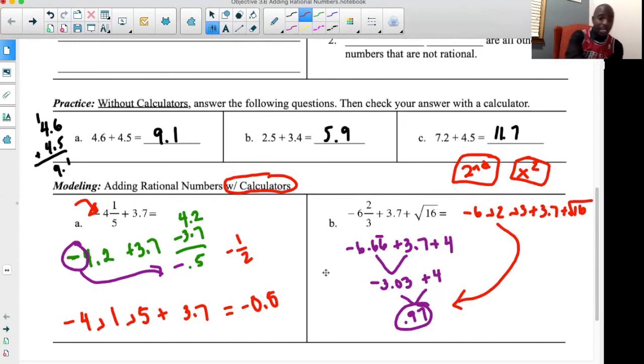So that's the lesson in a nutshell. You're knocking this out with a calculator. Take your time, go back over it, check your work, and we should be able to fly right through this lesson.